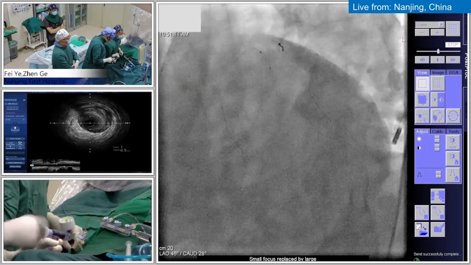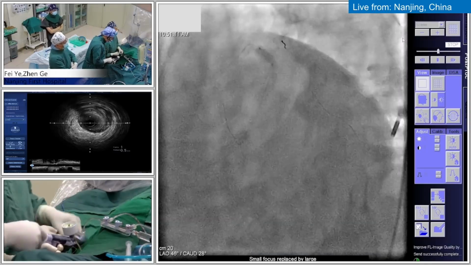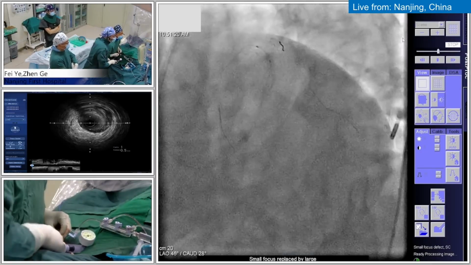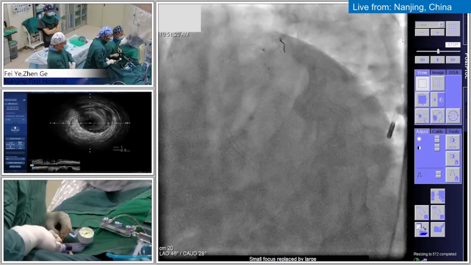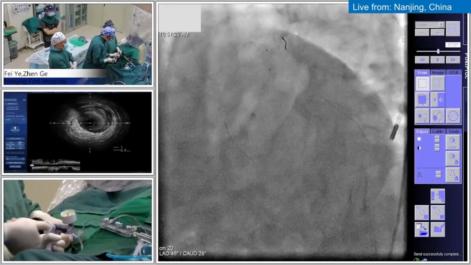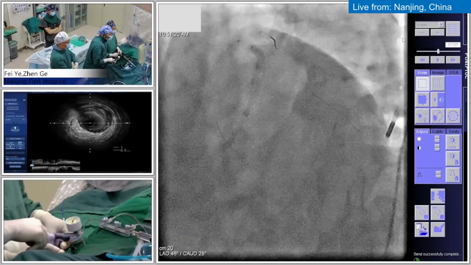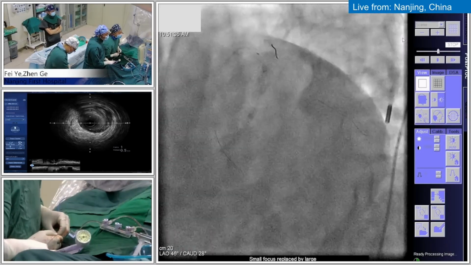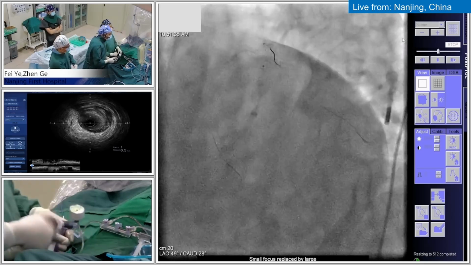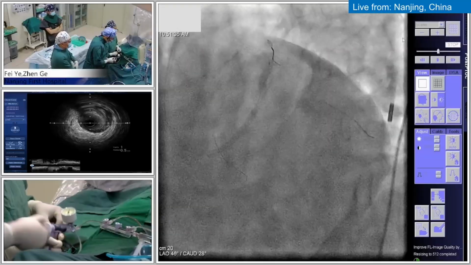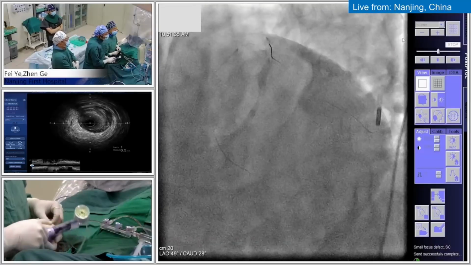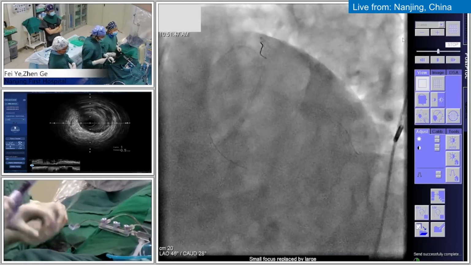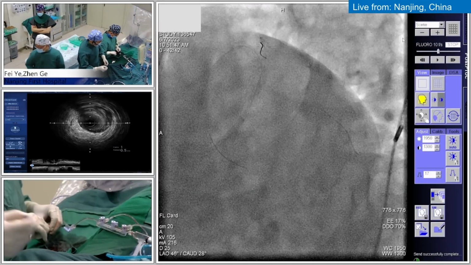Even with a very sharp angulation between the proximal LAD and the left main, after stenting we can see the angulation was changed. 16, 18, 18. Okay. The 5.0 balloon.